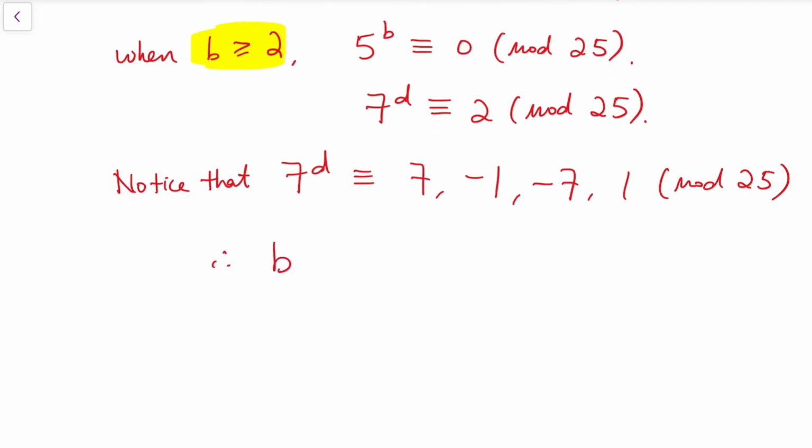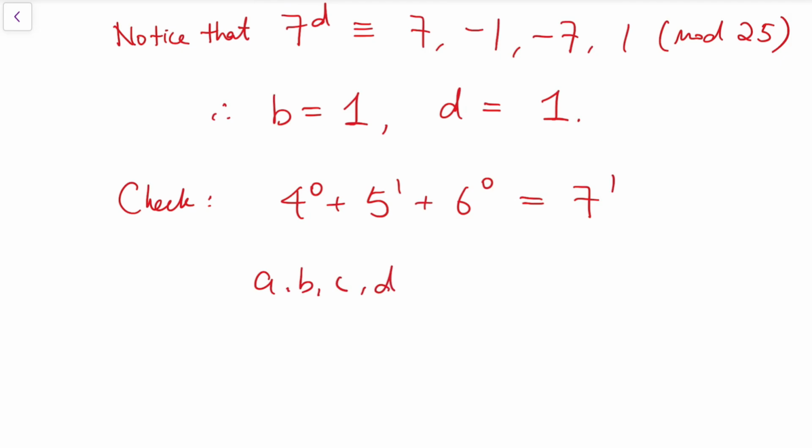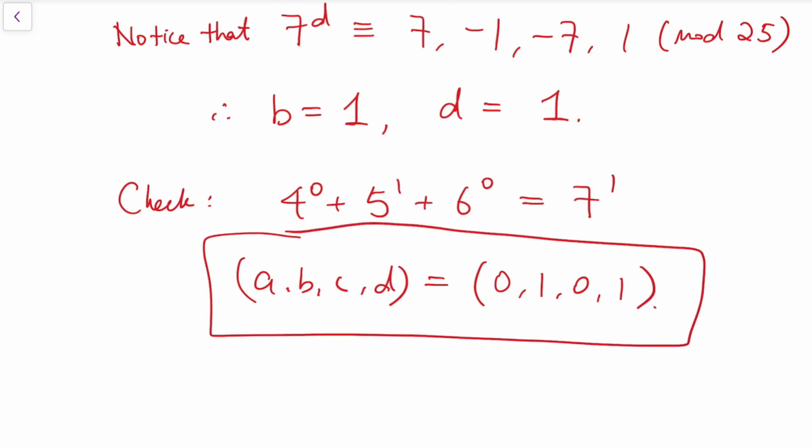So that means b equals 1, and consequently d equals 1 as well. Then we can quickly check that 4 to the power 0 plus 5 to the power 1 plus 6 to the power 0 is indeed equal to 7 to the power 1. So the solution a, b, c, d equals 0, 1, 0, 1 is a valid solution, and this is the final answer.